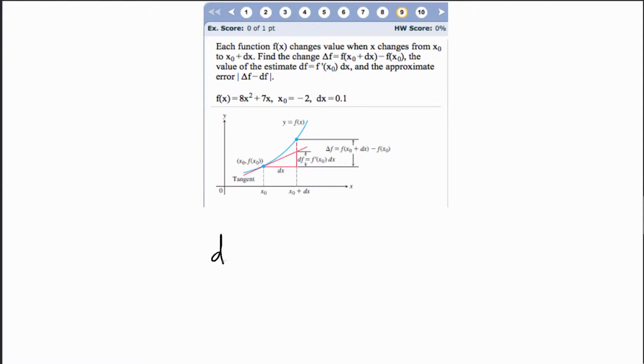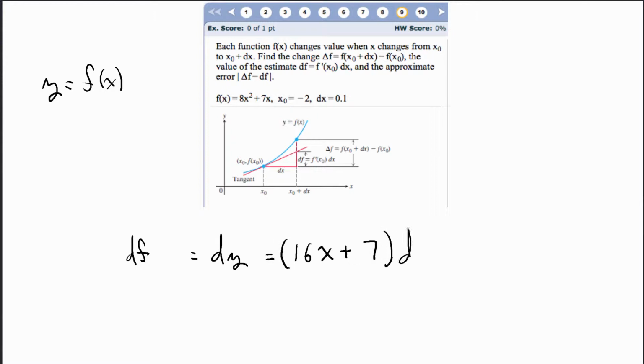So first we find y equals f of x. Normally, well, I'm going to call it dy. In our situation, it's the same as df, but I'm going to call it dy as well. So first I have to differentiate the function. So I get 16x plus 7, and then I have to multiply by dx.